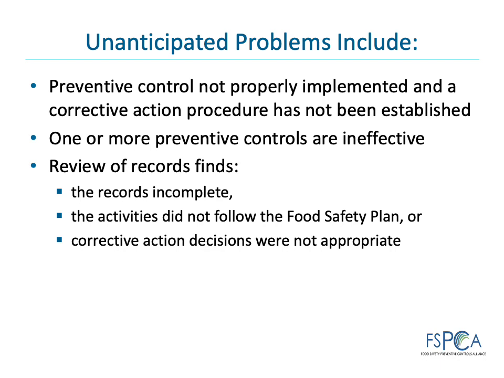A review of records finds that they were not complete, activities were not conducted in accordance with the food safety plan, or appropriate decisions were not made about corrective actions. In such cases, in addition to taking the corrective actions already described, the food safety plan or applicable portion of the plan must be reanalyzed to determine whether modifications to the plan are required.